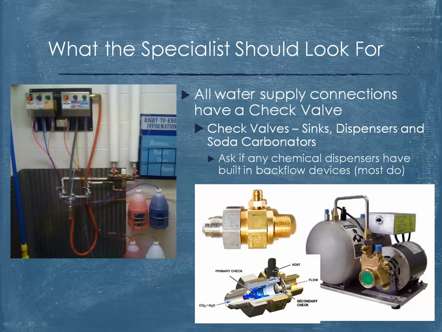You should also be able to identify that a check valve of some type is present on a sink with a hose connection, such as a garden hose or even a chemical dispenser. In this picture, you can see the bell-shaped atmospheric vacuum breaker on the mop sink faucet. Most commercial chemical dispensers, like the one shown here, should have a built-in backflow prevention device, but it never hurts to ask the manager if they know for sure.